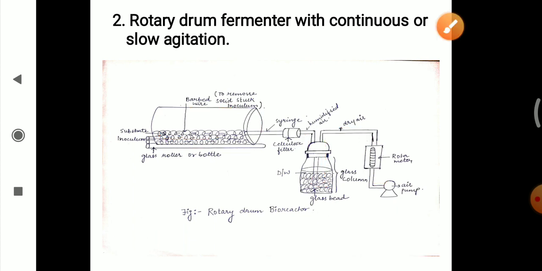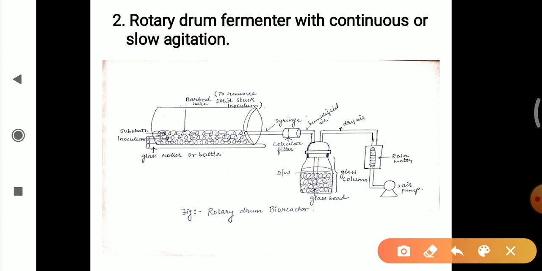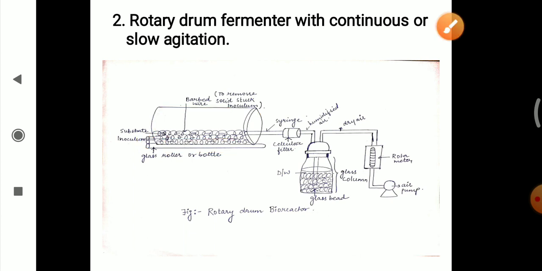Now we will see this fermenter, the glass roller bottle. The bottle is placed on the roller system. This is the drum, or you can also say a rotary drum fermenter, placed on the roller system. The roller system is composed of 5 cylinders that rotate the bottle continuously.